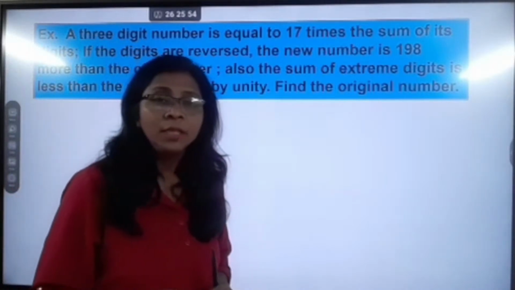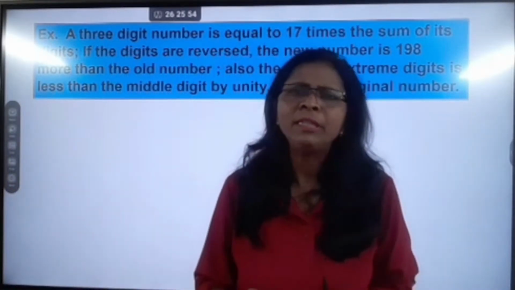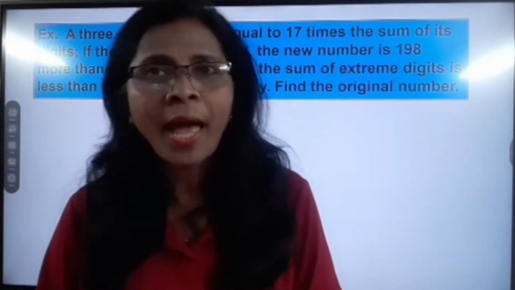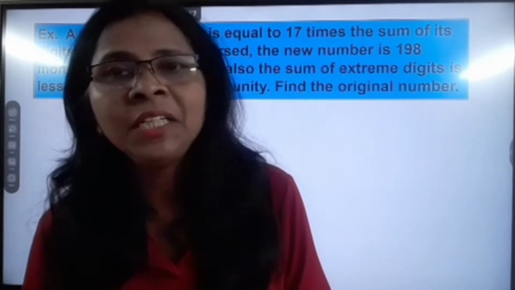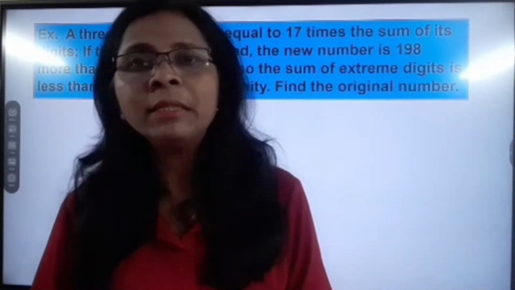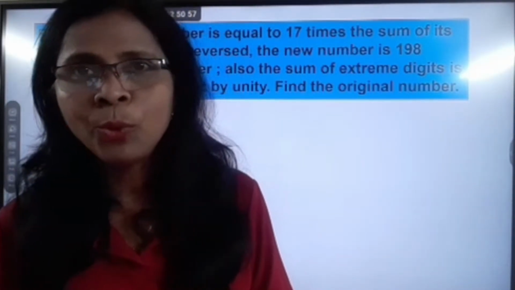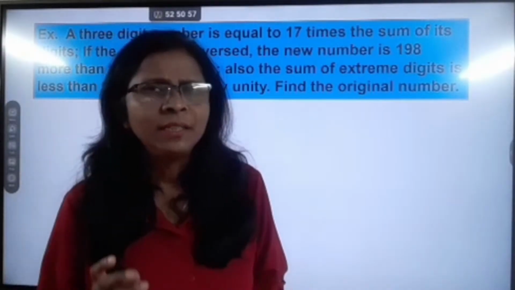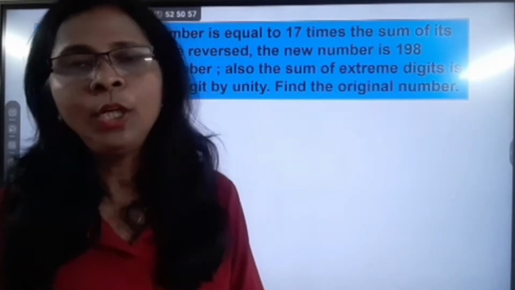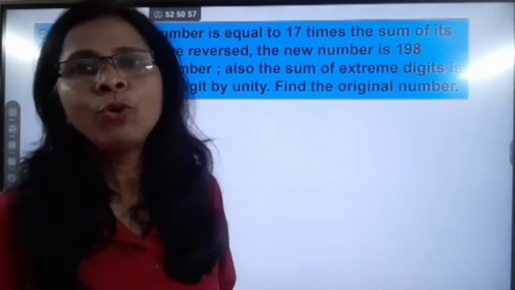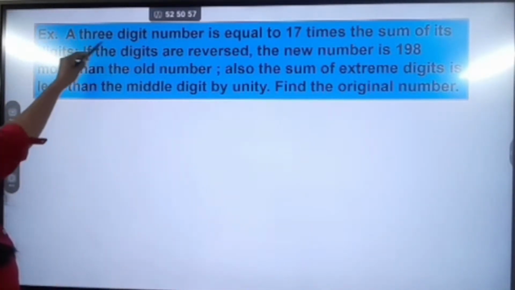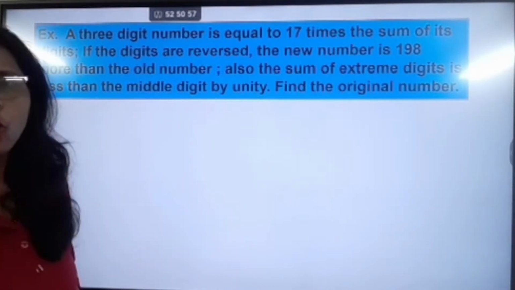Yes, students, here is the relation of the three-digit number. So we have to generate the three-digit number. You should know how we can generate the three-digit number. If you don't know that, then I will teach you how we can make out the three-digit number.